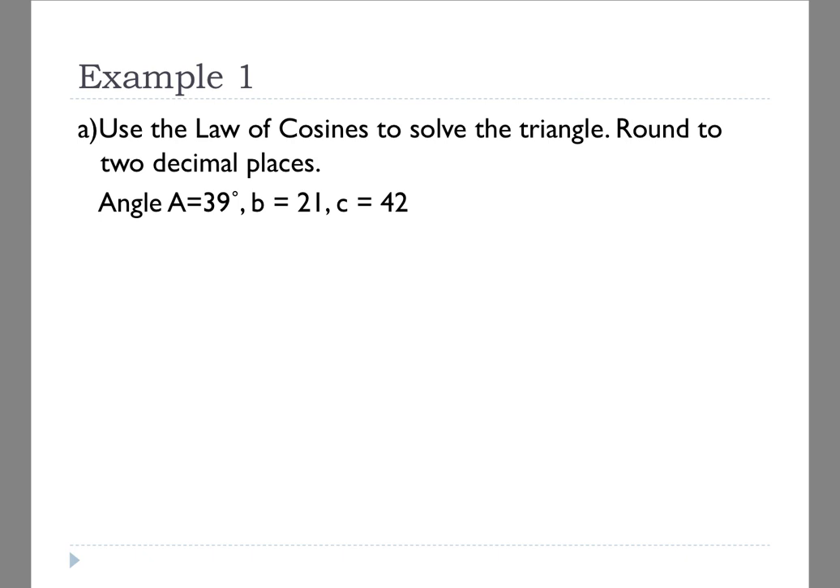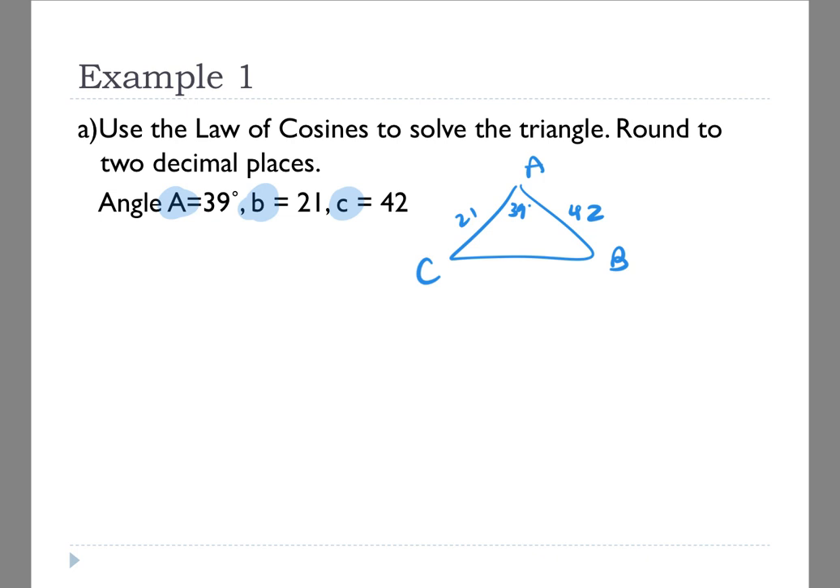It says use the law of cosines to solve the triangle. Note your quiz is not going to say law of cosines. It's just going to say solve the triangle. You're going to look at this information and say, I have an angle and two sides, and it's one of each letter, so that's side angle side. If you want the visual on it, then draw it out. A is 39 degrees, B is 21, C is 42. That is two sides and the angle where they meet, which tells you it's side angle side, and that tells you you're going to use law of cosines.